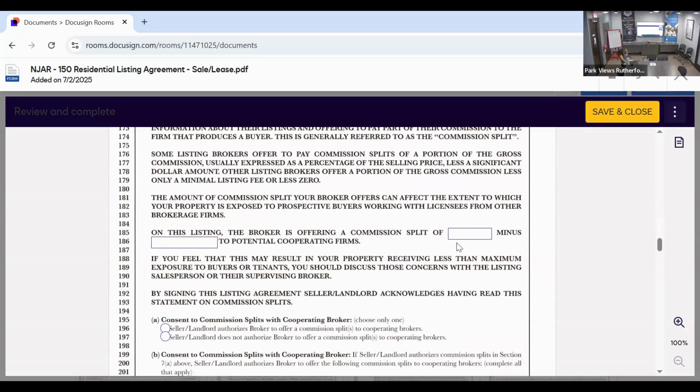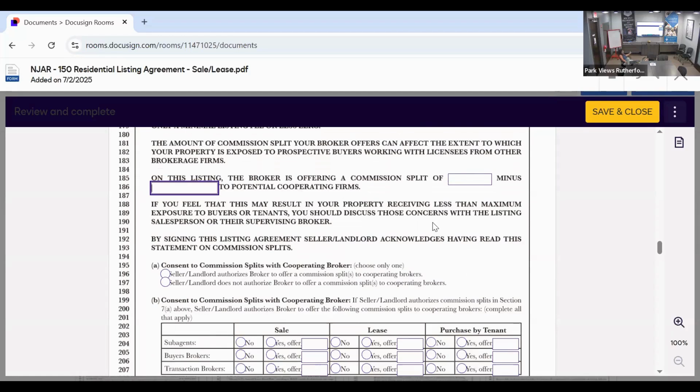Again, your commission split goes here, 2%. This is what you're giving out. So you're taking a 5% commission and giving out 2.5, it's 2.5 minus your fee. Do not call it an MLS fee, it is a fee. And the state also just said that if a buyer's agent or a tenant agent doesn't want to pay your fee, guess what? They do not have to. So it would just be the flat commission.